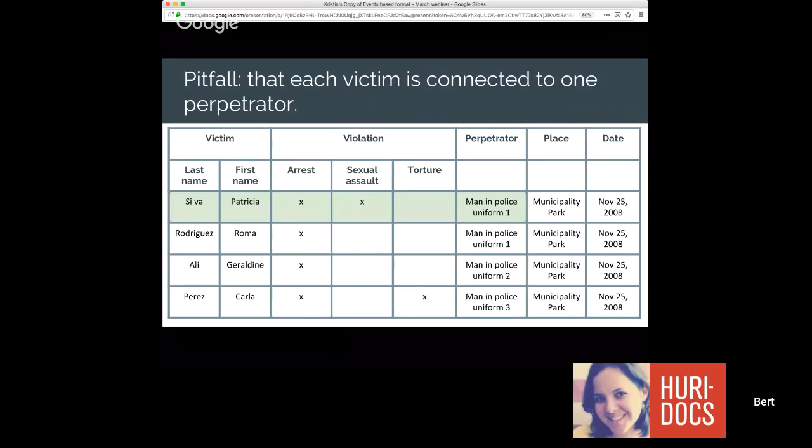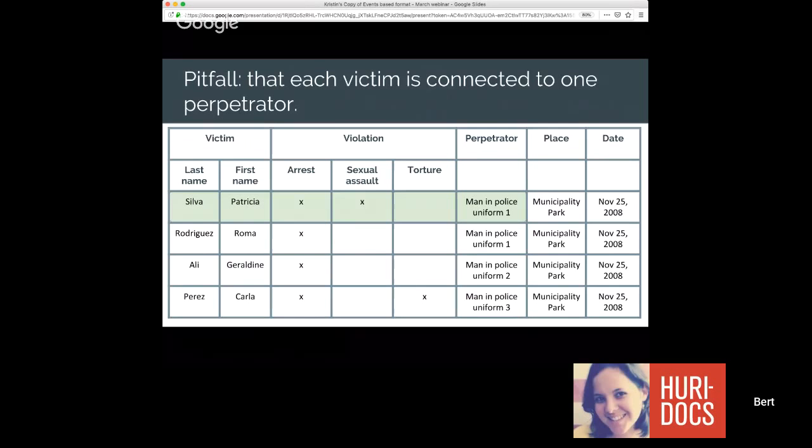But while we can now record more violations, we still have an issue. We can only add one perpetrator for each violation. Like in the first case, Patricia Silva was arrested and assaulted by the man in police uniform, the man numbered one. Of course, you can also find a creative way to overcome this by adding a second column for a second perpetrator, in case Patricia's rights were violated by two different persons. But that again still causes a problem because, as you can see, we cannot identify which violation was committed by which perpetrator. So whatever we try to do in this kind of linear presentation, we face certain limits.